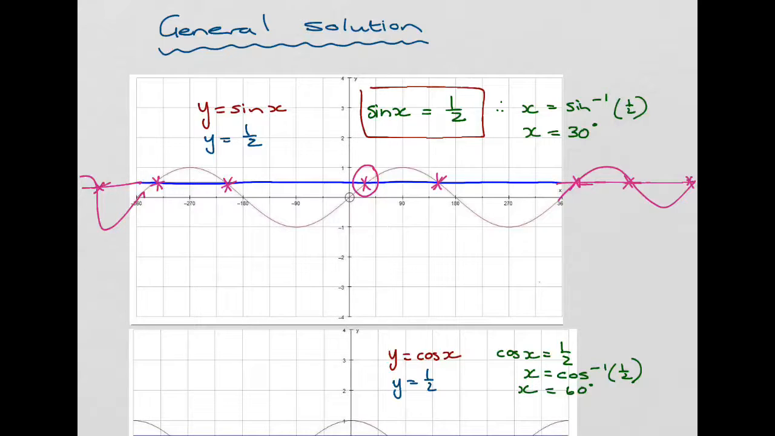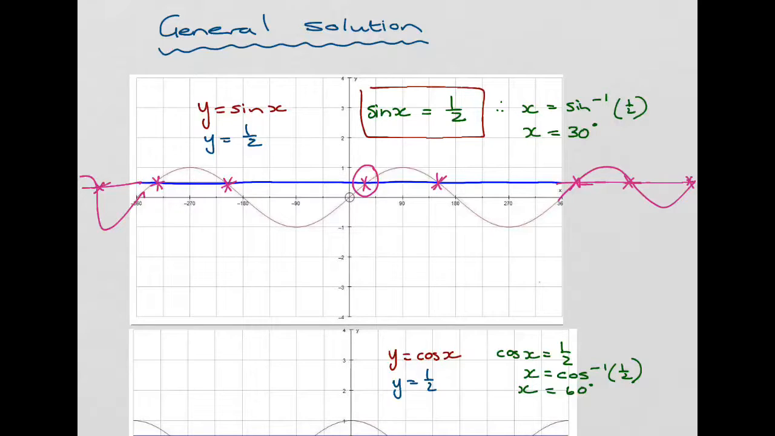We want to make a general term, a rule, a formula that we can use to find any time in the sine graph's existence from negative infinity to positive infinity where it crosses the line y equals a half. So in order to do that, we look at the sine's period of the graph.